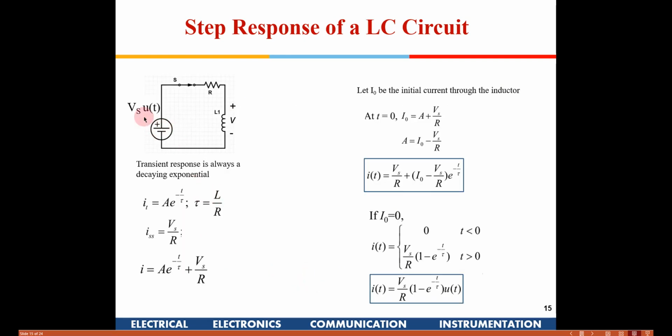So see, you have a Vs u(t), that is the source, and then you have a resistance R, and then you have an inductor here. Now in this case we can write a differential equation. Last time we wrote a loop equation and we tried to solve that. You can do that here also, but this is a different approach.